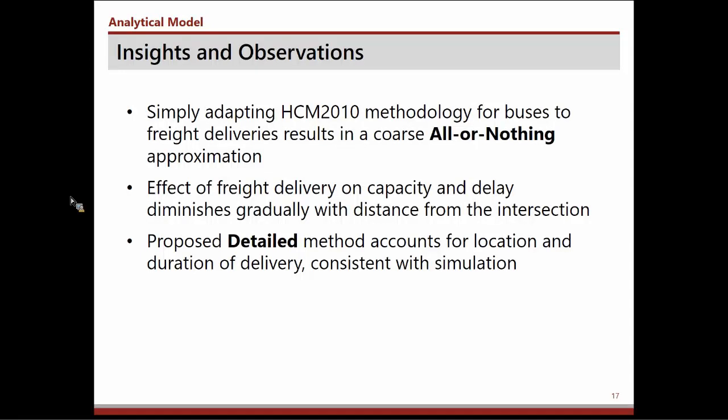So I guess I had a couple of insights here just from the analytical model. We knew that simply adapting the Highway Capacity Manual methodology to freight vehicles gave this all-or-nothing approximation that didn't really fully capture the effect of location. And we know that that effect diminishes as you increase the distance from the intersection. And the proposed detailed model is really not that much more complicated to solve. It's a little more effort to derive, but not much more difficult to solve. And so that accounts for this effect.